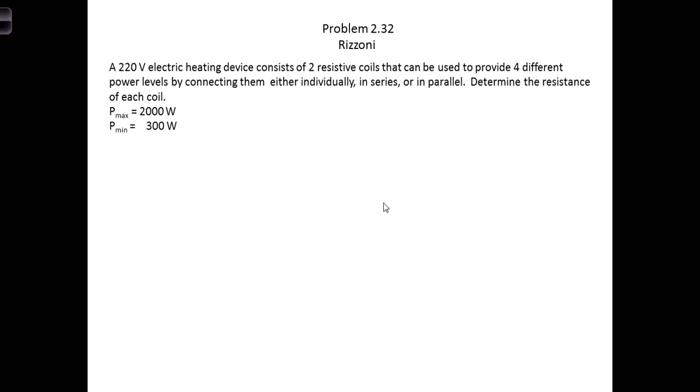We're told that the maximum power setting is a 2,000 watt setting, and the minimum power setting is 300 watts, and the other two power settings will be somewhere between 300 and 2,000 watts.